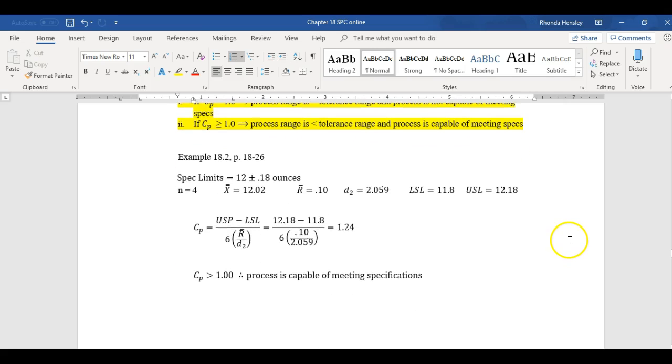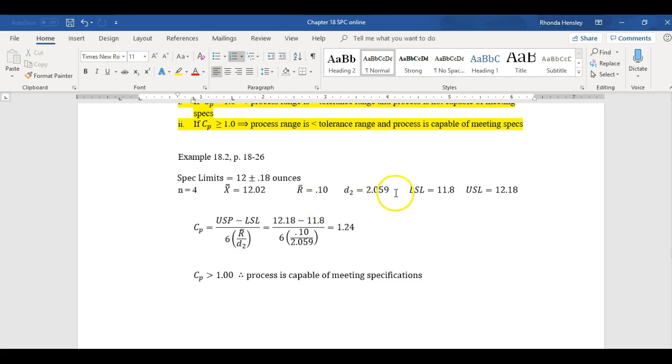So the example that they've got here in the book, and I just basically have this typed out, you have to kind of do this by hand, page 26 in the chapter, example 18.2, they have spec limits of 12 ounces plus or minus 0.18 ounces. I don't remember what this was for. But when they did their X-bar R chart, they had a sample size of 4. The X-bar, the average across those 4 samples, was 12.02. X double bar, this is the average of the averages. And your average range ended up being 0.1 ounce.